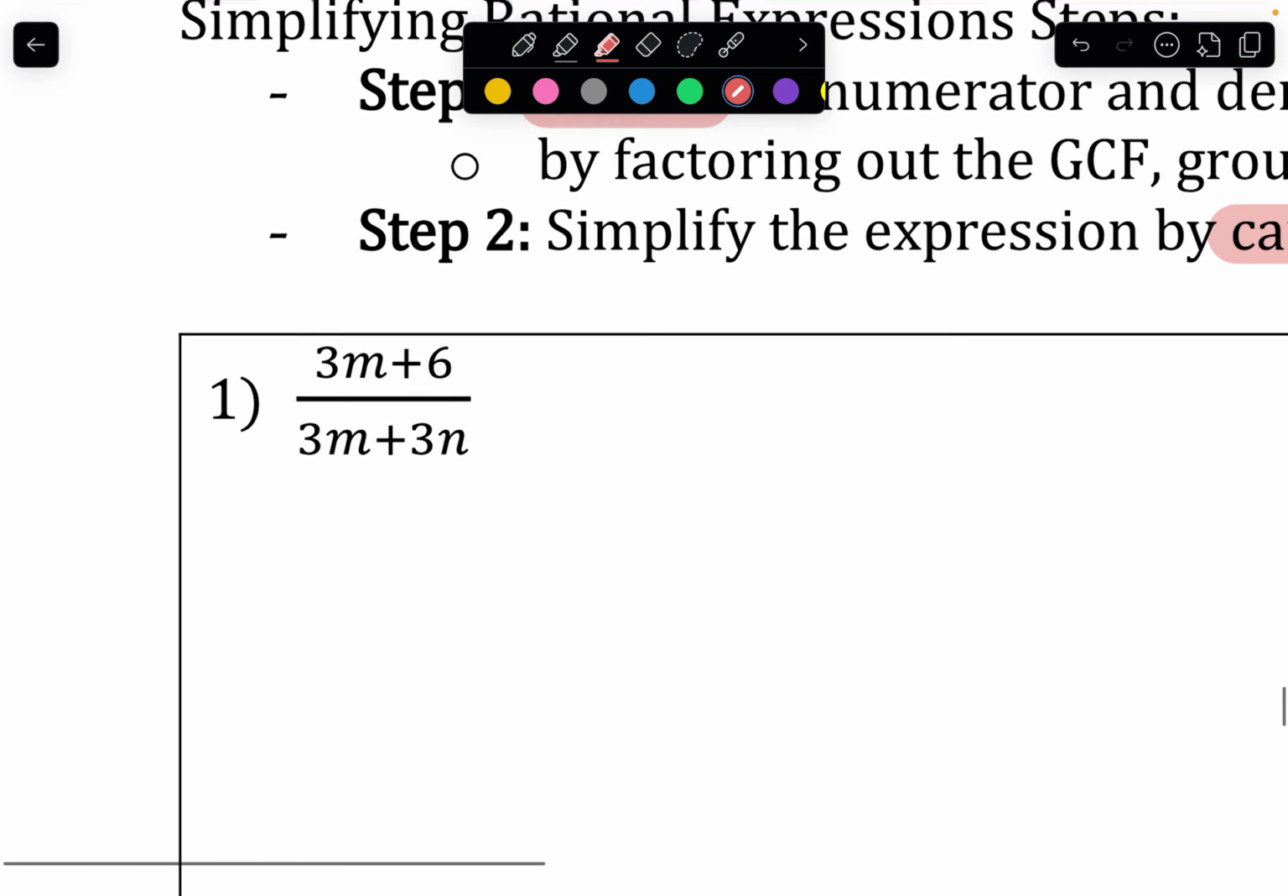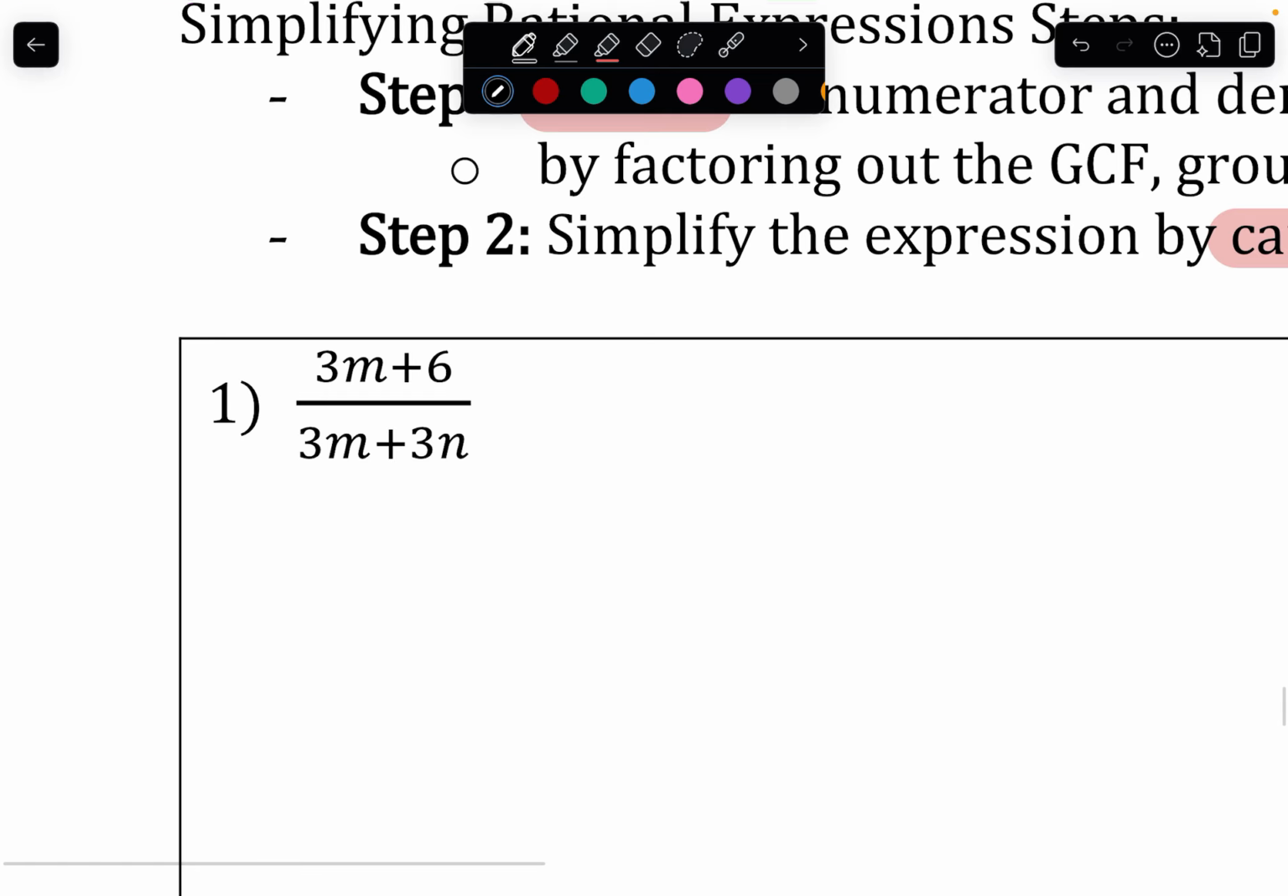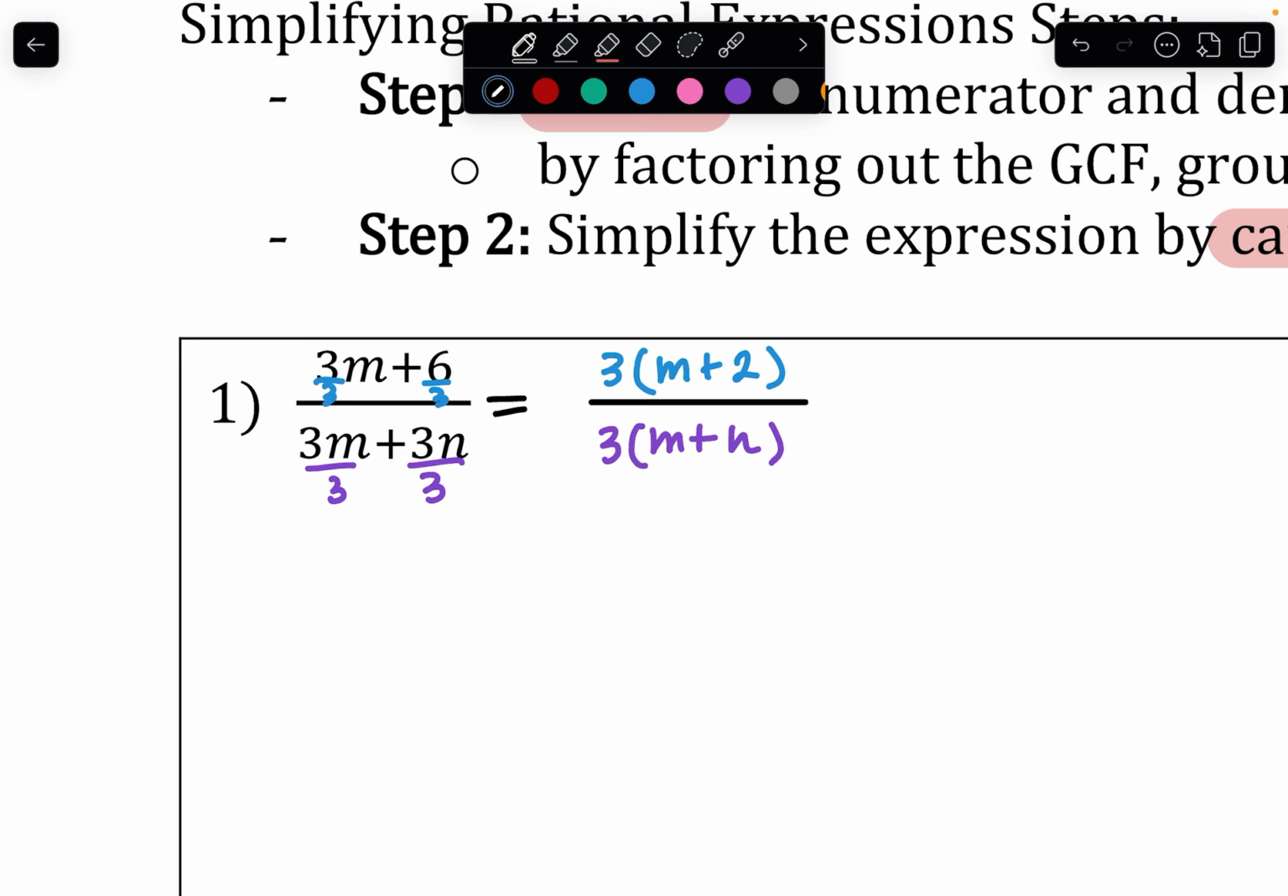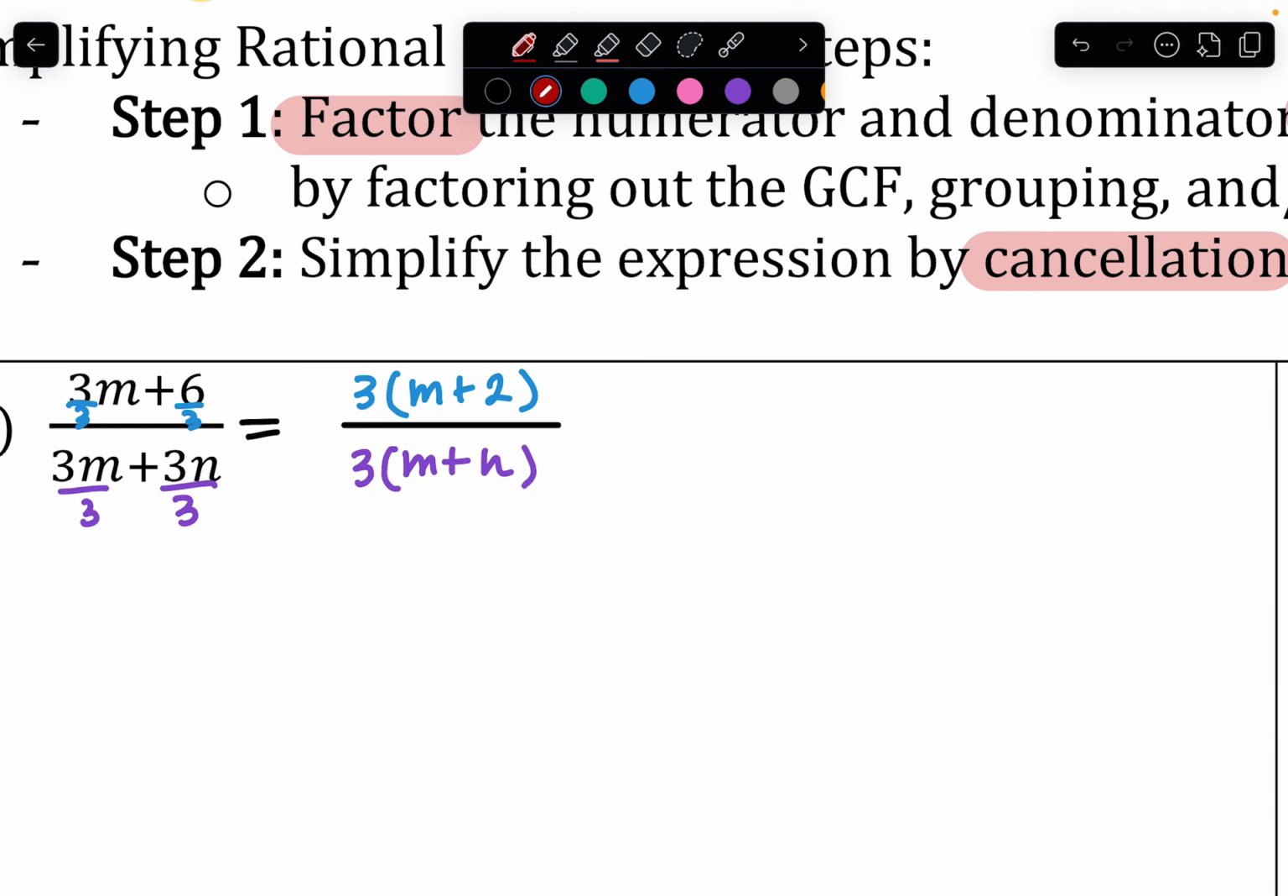Okay, and so looking at this first example, let's look at the numerator first. 3m plus 6, both of those are divisible by 3, and so we can factor the numerator to 3 times m plus 2. Undistribute the 3, factor out the 3. The denominator, we have a 3 in common again, and so we can factor the denominator to 3 and then m plus n. Okay, and so the common factor I see on top and bottom is a 3. And so that leaves me with an m plus 2 and an m plus n.